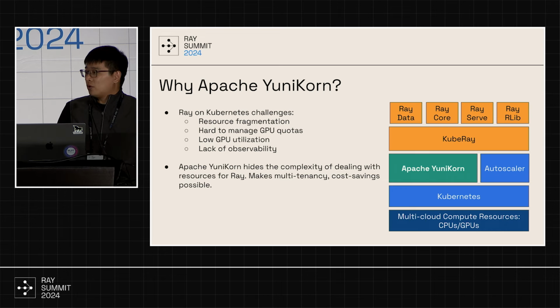There's also a lack of observability. I think that is one key thing that is missing in a lot of places. We're trying to build this really well. So Apache YuniKorn helps us solve a lot of issues. It hides the complexity of the infrastructure and resources from Ray, so Ray can focus on the application side of things, and YuniKorn handles the resource management and scheduling underneath. For us, it really brings a multi-tenancy-ready platform to our end users, and also provides huge cost savings along the way.